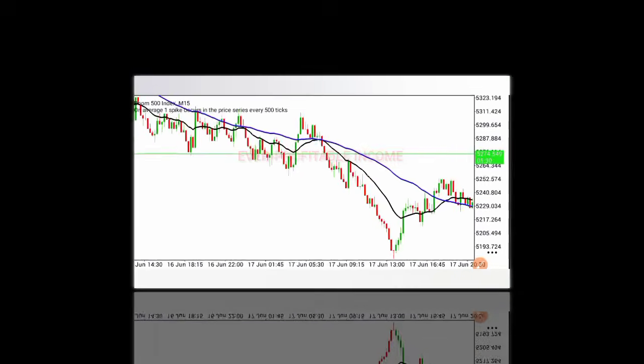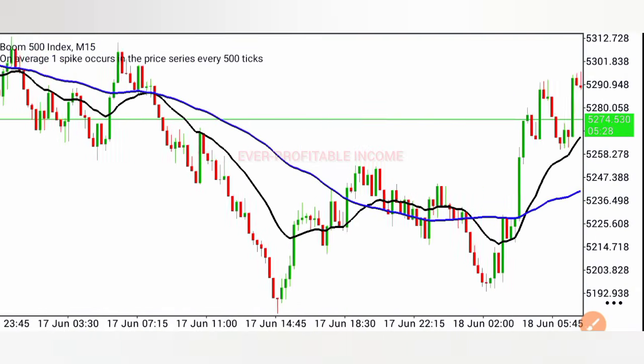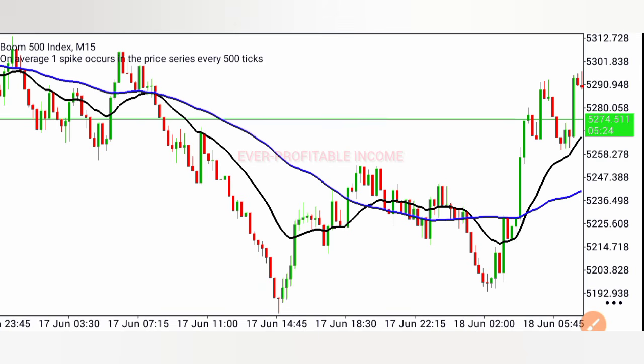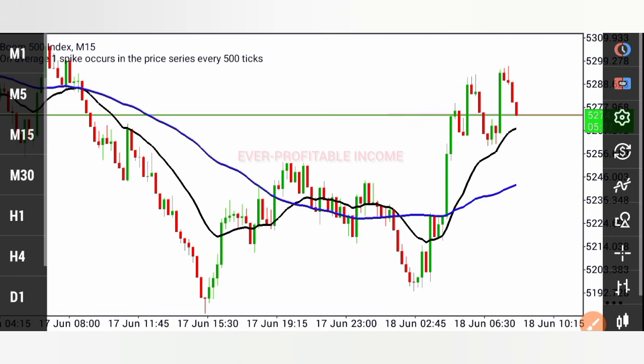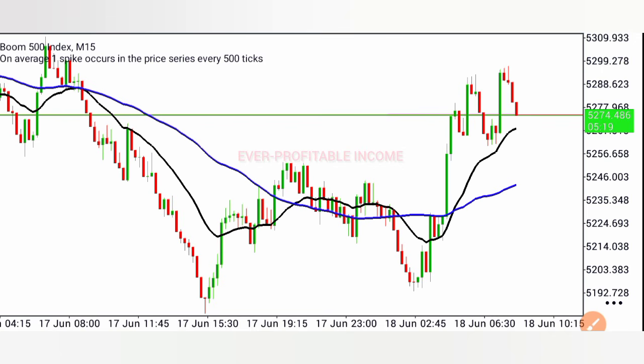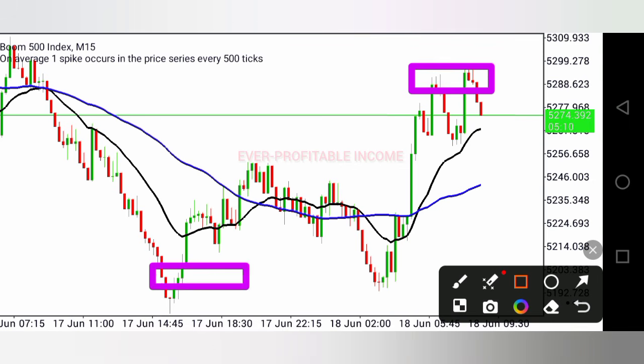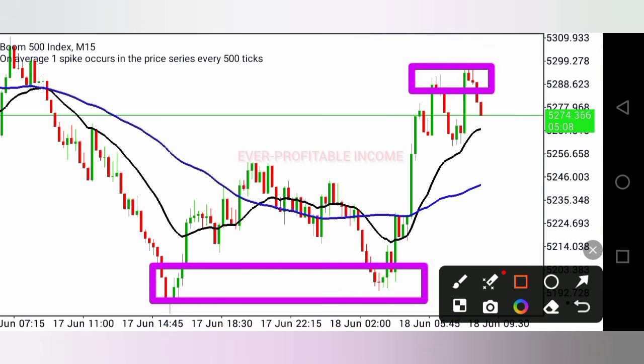Let's check the higher time frame. This is the 15 minutes time frame. Looking at the 15 minutes time frame now, you'll be able to see when price hits the resistance zone, like here. Price hits a resistance zone right here, and price hits what? A support zone right here.